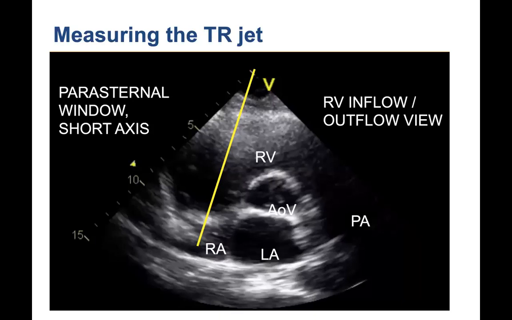So here is measuring the TR jet in an RV inflow outflow view. Here's that aortic valve in short axis view, the right ventricle on the top of the screen, left atrium on the bottom of the screen. Of course, note for your boards, if you were in transesophageal echo, it would be swapped, and the left atrium would be on the top and the right ventricle on the bottom. So that's going to put your tricuspid valve over here, and here we have continuous wave Doppler across the tricuspid valve to look at tricuspid regurgitation max velocity.